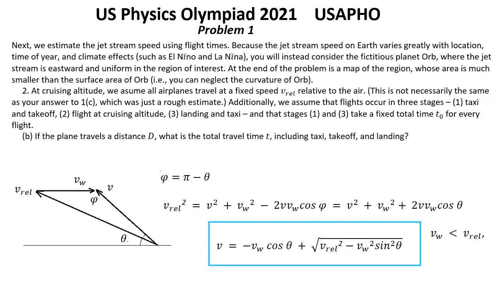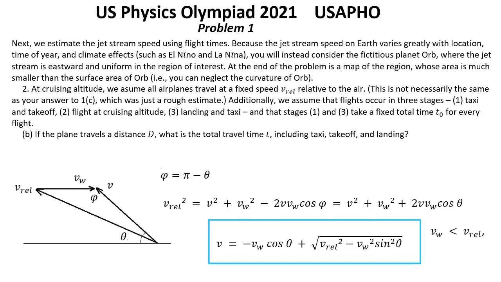Question B. If the plane travels a distance d, what is the total travel time t, including taxi, takeoff and landing? Solution for question B. The answer is given by t equals d over v plus t0, where v is our answer to part A, this one. So that was the solution for question B.